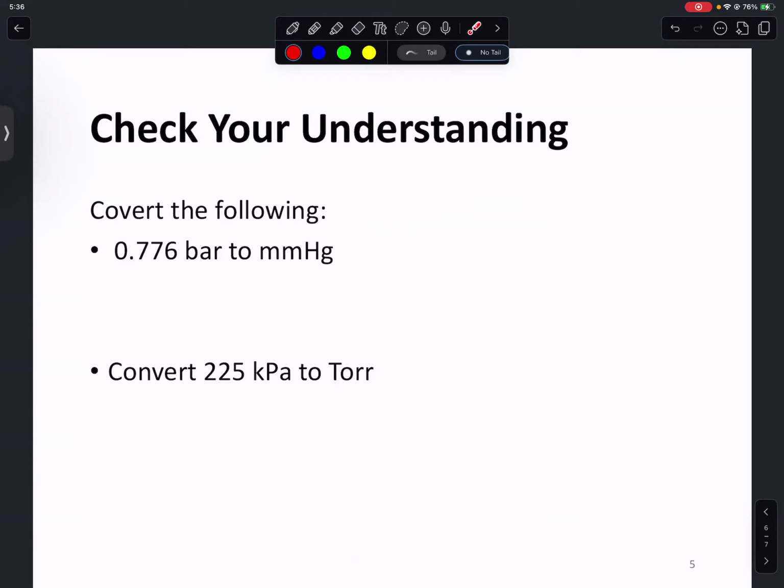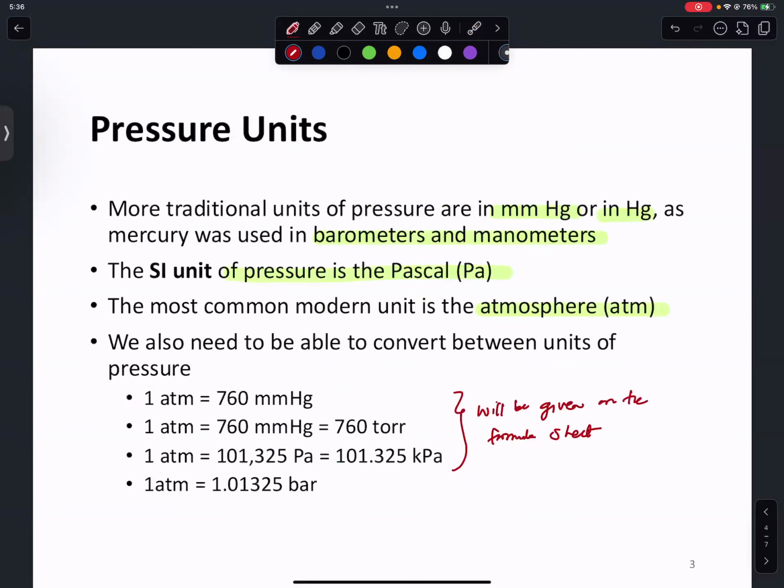And let's look at simple conversions on how to convert from one unit to the other. And again, this is basic dimensional analysis. No need to stress about it or put too much work into it. Starting with how to convert from bars to millimeters mercury, I'm going to start with the 0.776 bar right here.